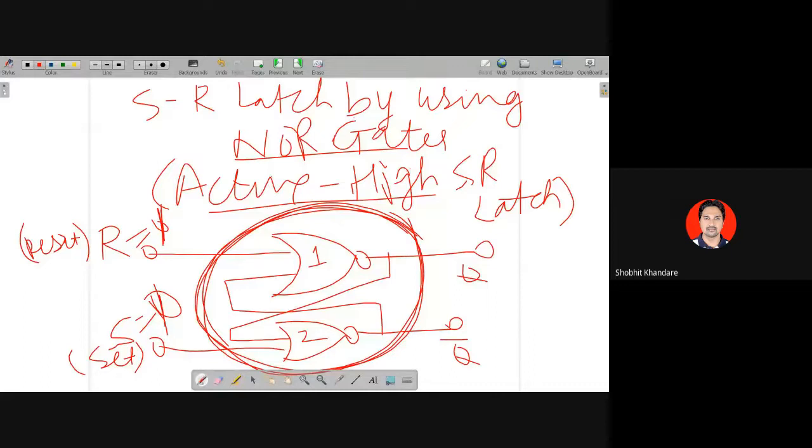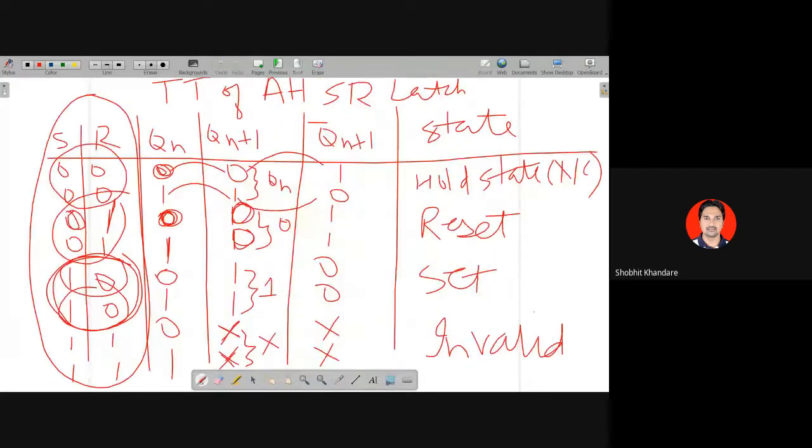तो एक्चुअली ये डिजाइन भी यूज करने की जरूरत नहीं है. हम डायरेक्टली बोल सकते हैं कि सेट कंडीशन में the set condition will always give your output as 1. S is equals to 1, R is equals to 0 will give output as 1. Under the reset condition, when S is equals to 0, R is equals to 1, in reset condition, always your output will be 0. So you have reset condition and you have set condition.